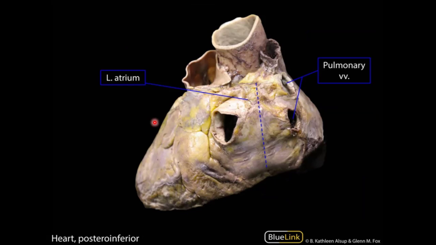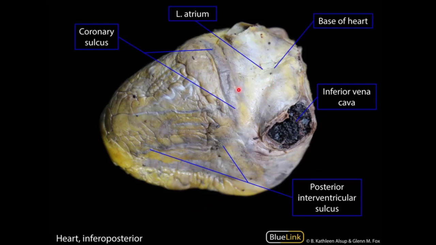Okay, so now this is the base of the heart, and you can see the 4 pulmonary veins opening into the left atrium. Okay, and you can see part of the base is also contributed by this. This is now the right atrium.